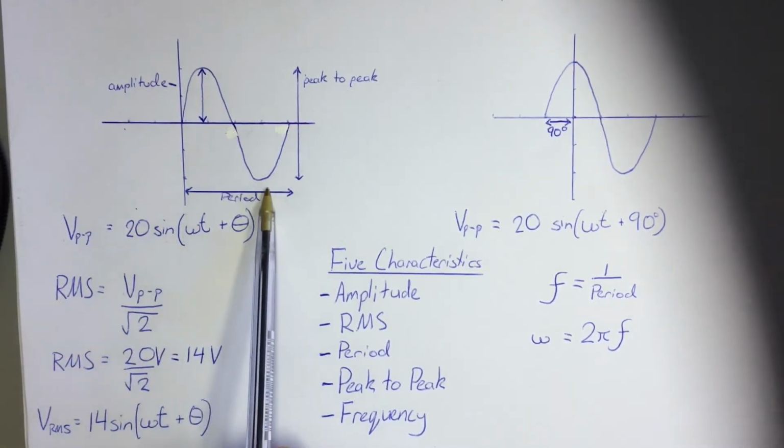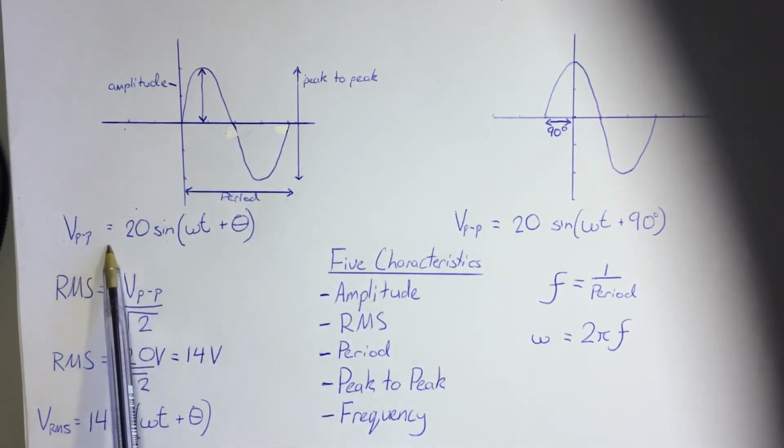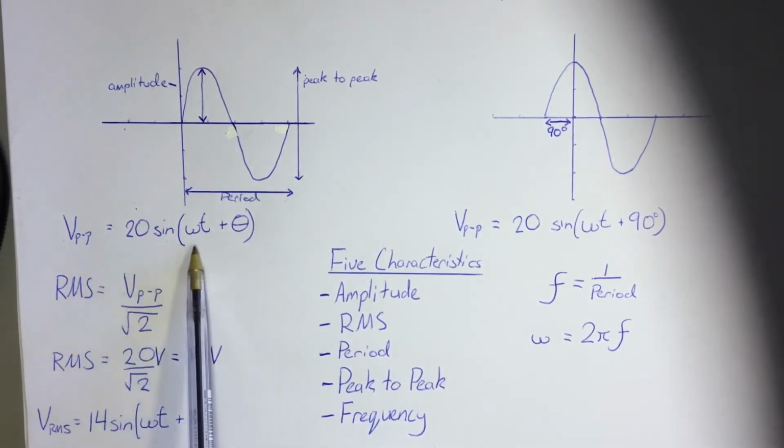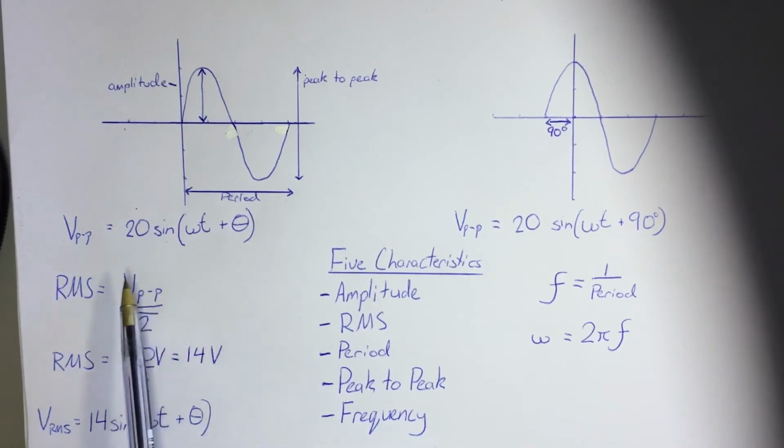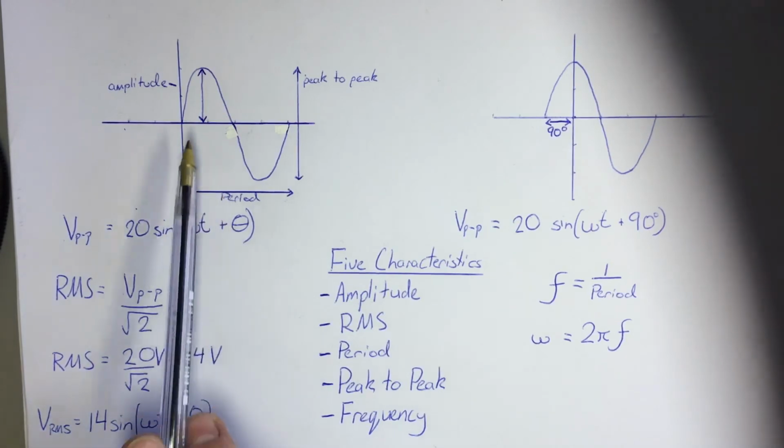For example, in this waveform, the peak expression is 20 sine omega t plus the phase angle. By applying the RMS equation, we can find that the RMS value is 14 volts and rewrite the equation as 14 sine omega t plus the phase angle, which in this case is 0.